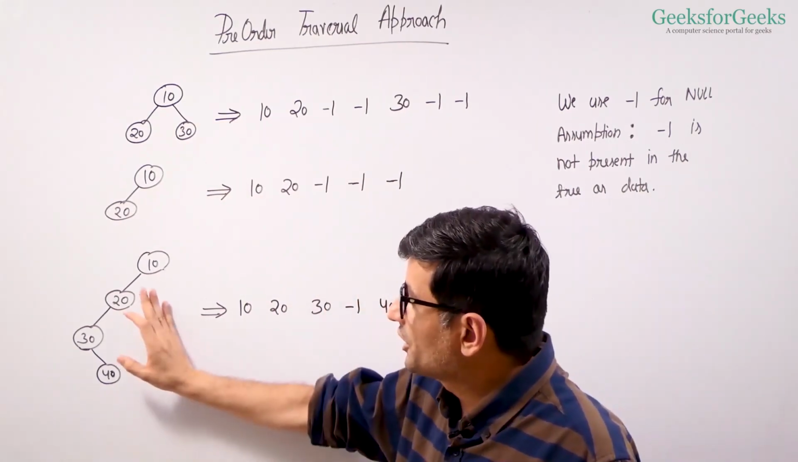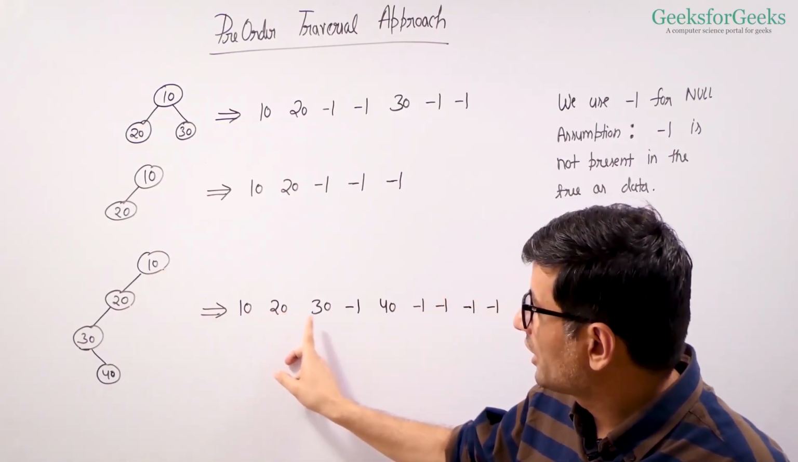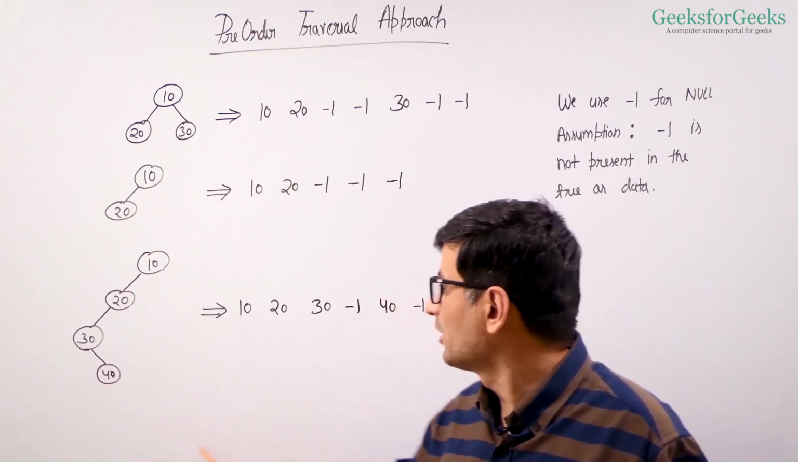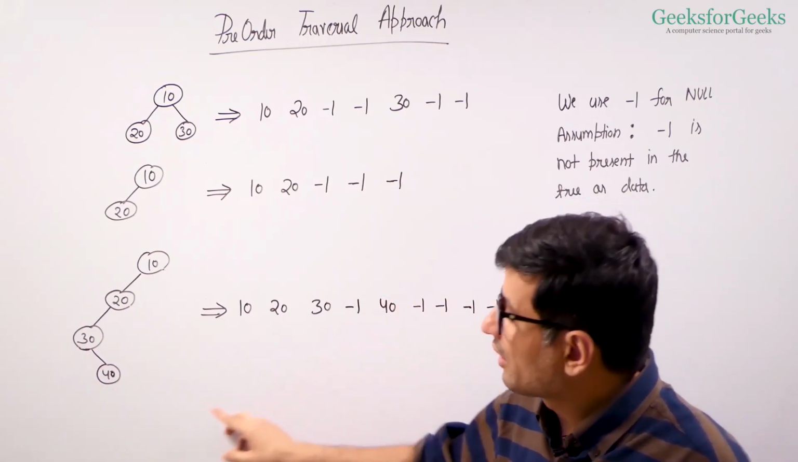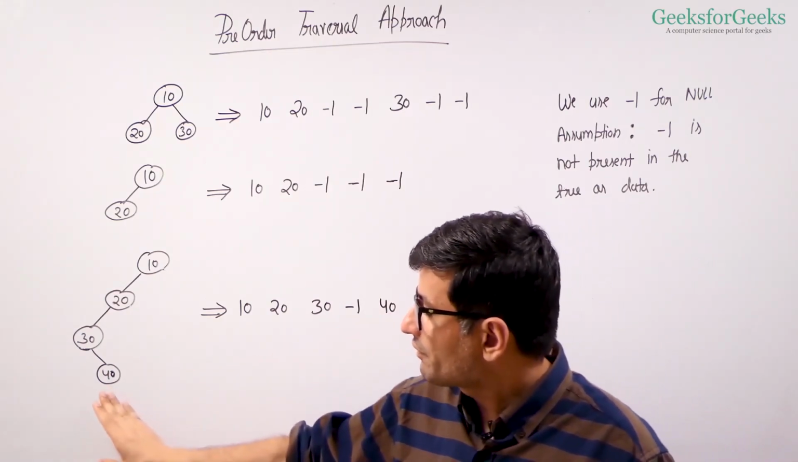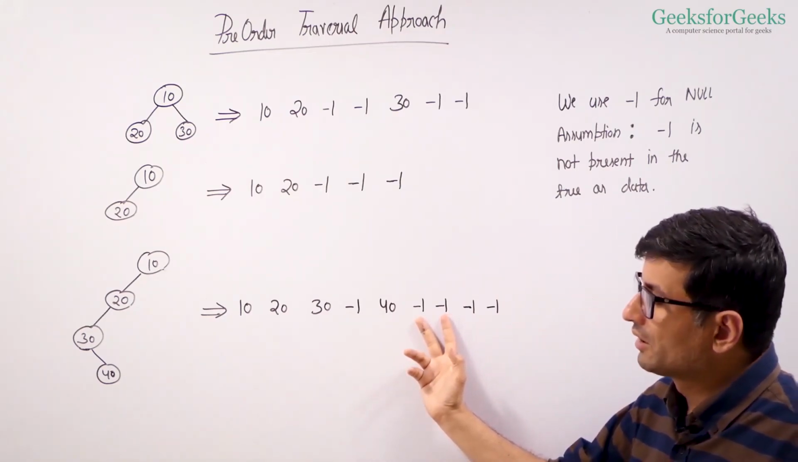Now let us see this tree. We begin with 10, we come to 20, then we come to 30. When we come to 30, we see left of 30 is null, so we put -1. Right of 30 is 40, so we put 40. Now 40's left and right are both null, so we have -1 two times.